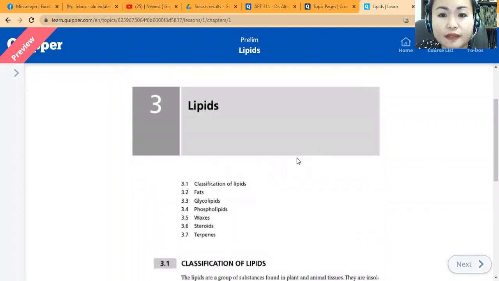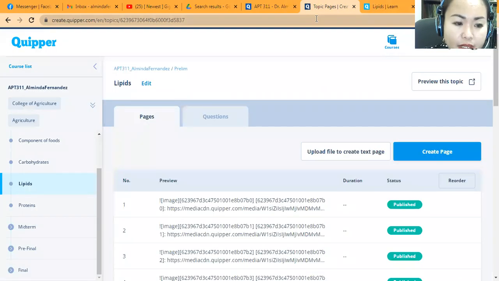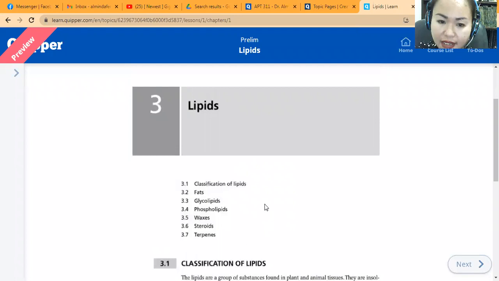Most of you already have answered this topic anyway. So this is about lipids, of course. Last time we discussed carbohydrates, and this is the second topic, which is lipids. Next time we'll go with proteins. Lipids are another source of energy.